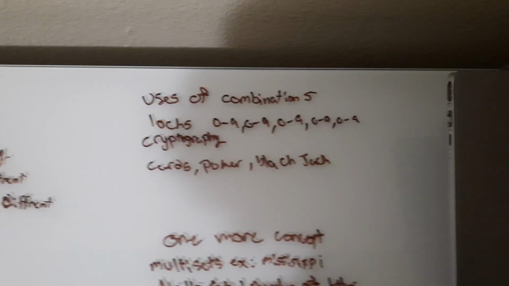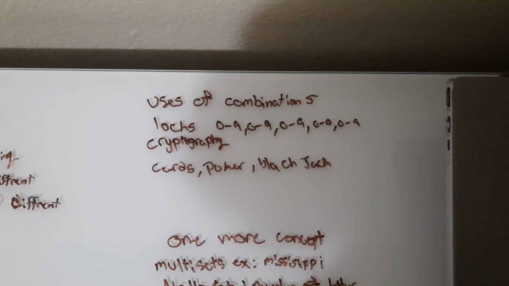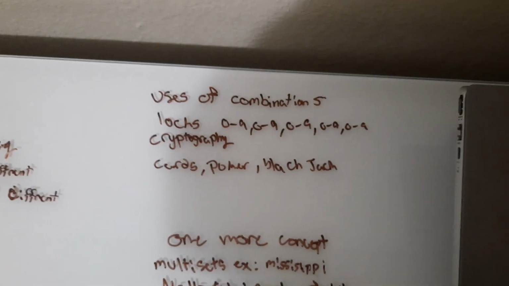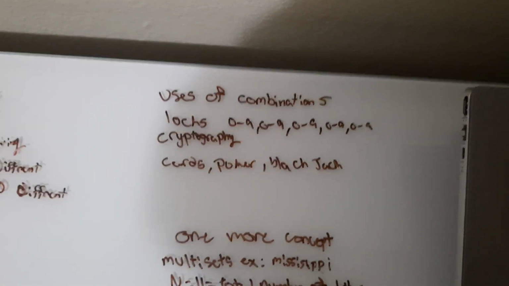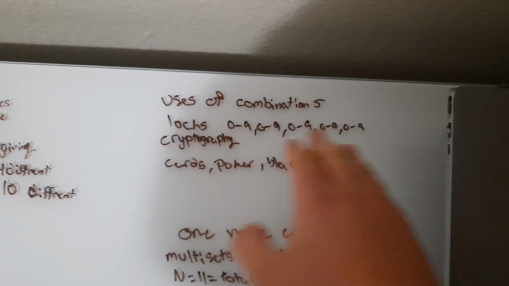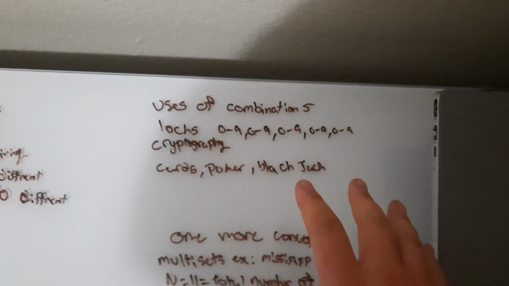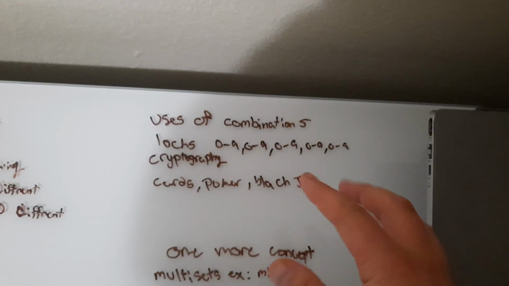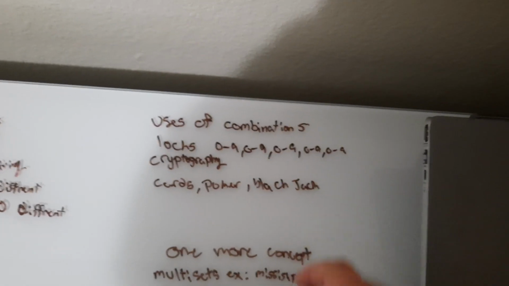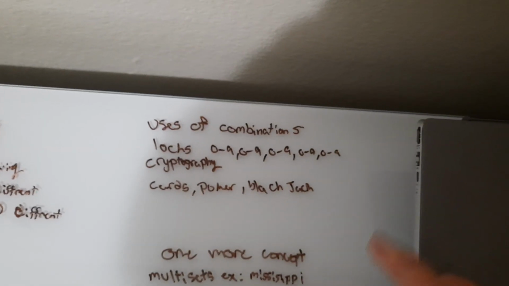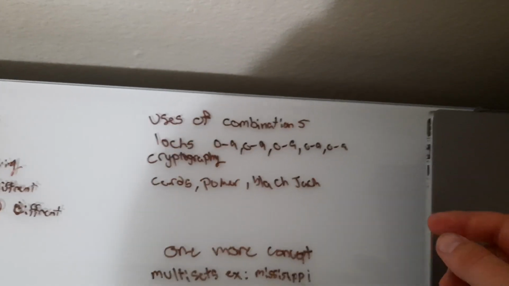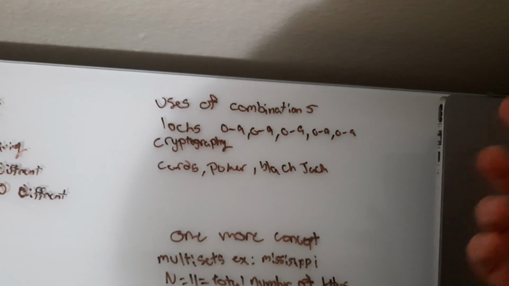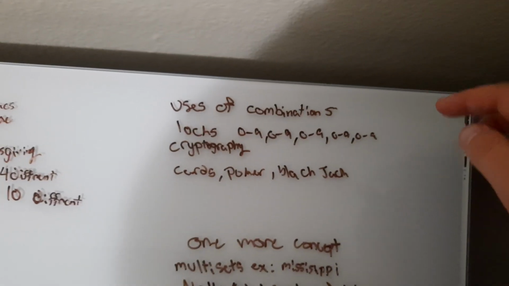And then for uses of combinations, I wrote down locks. For instance, if you have a dial lock, which has, let's say, n number of different discs that you can rotate 0 through 9, it would end up being 10 to the n, where n is the number of discs in that lock.